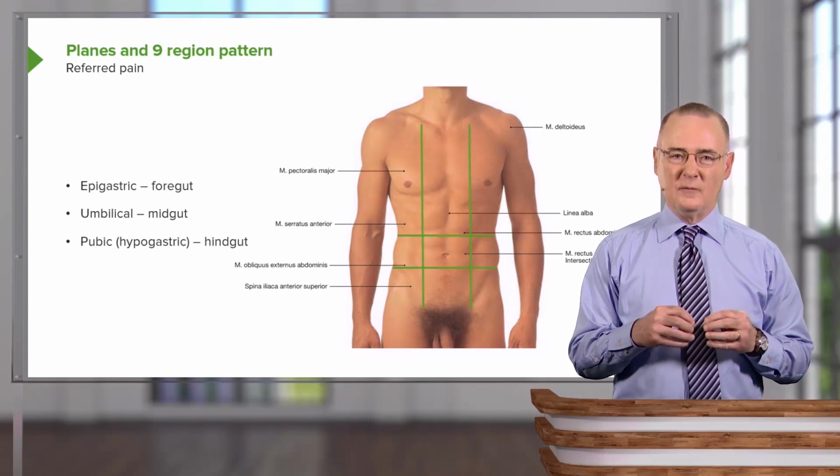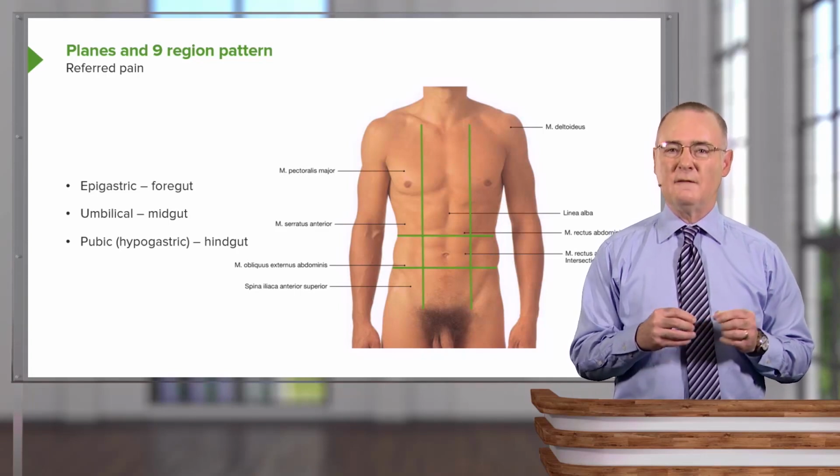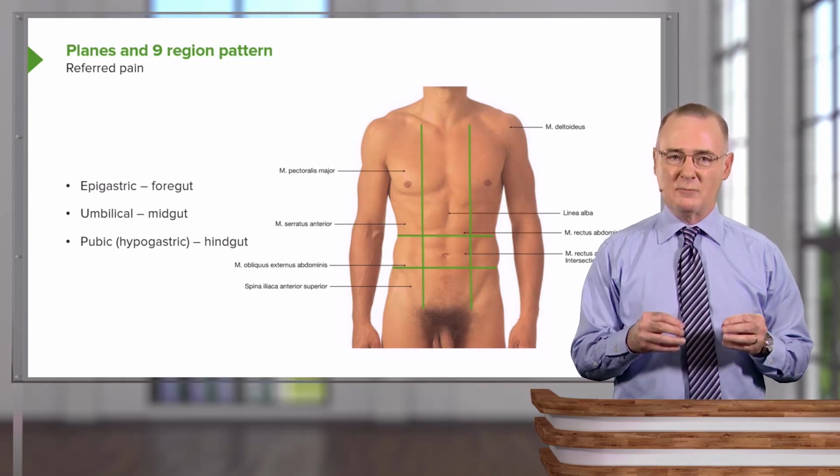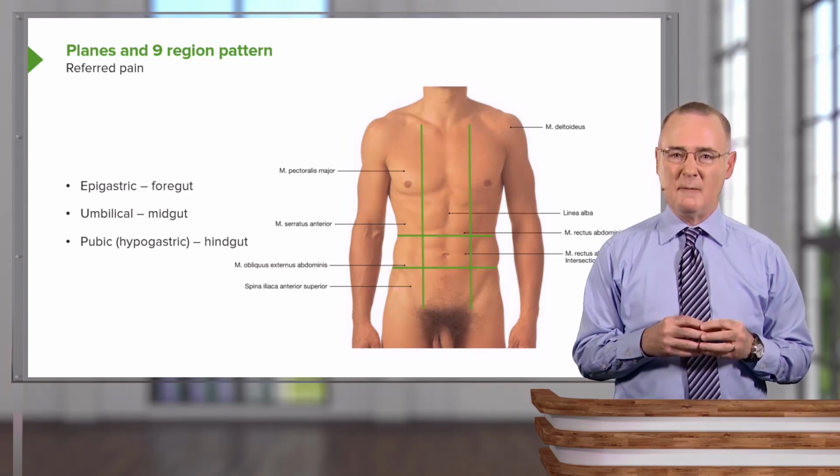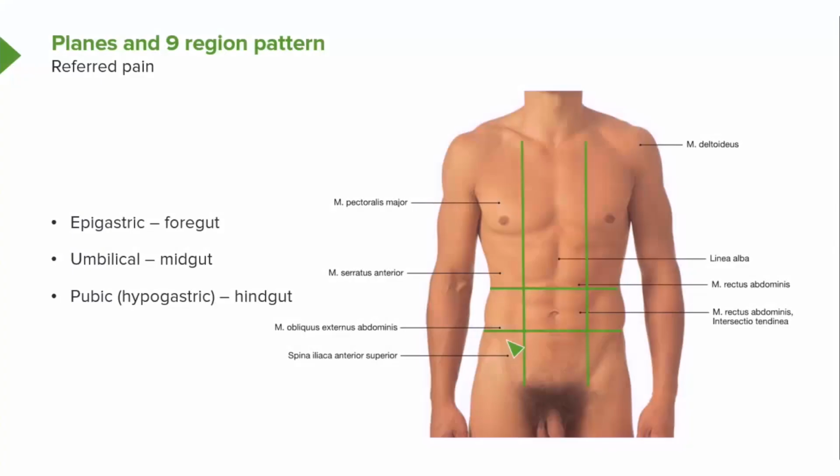Pain from those gut-derived structures is referred to the various regions based on which part of the primitive gut tube it was derived from. So, for example, the appendix, which would reside in this particular region, is derived from the midgut, and so typically then referred pain will be referred to the umbilical region. The gallbladder will typically refer pain to the epigastric region. The pancreas can certainly have referred pain to the epigastric region as well.